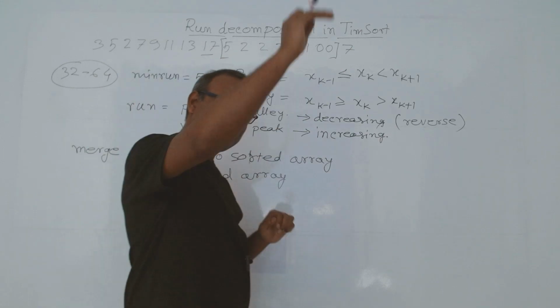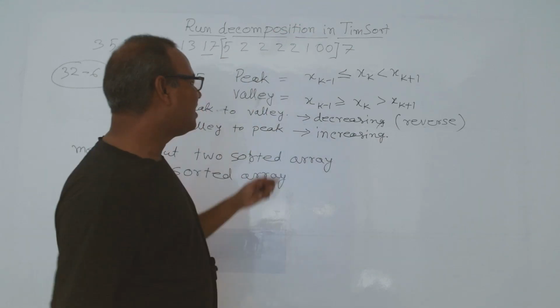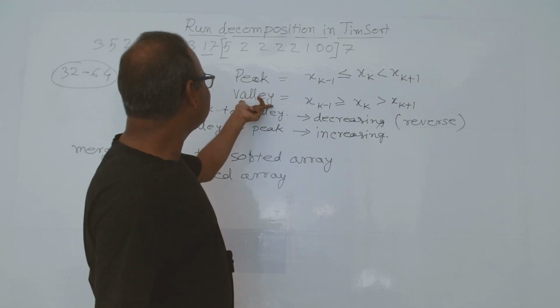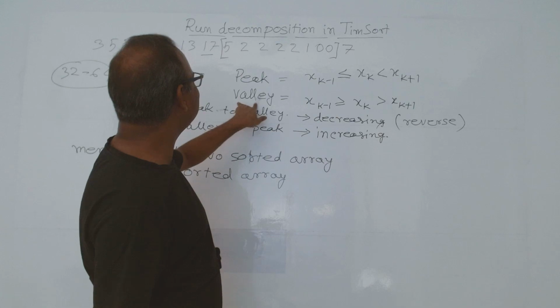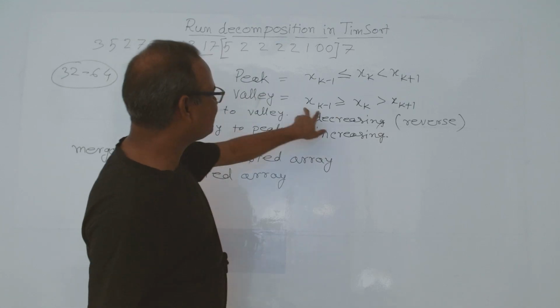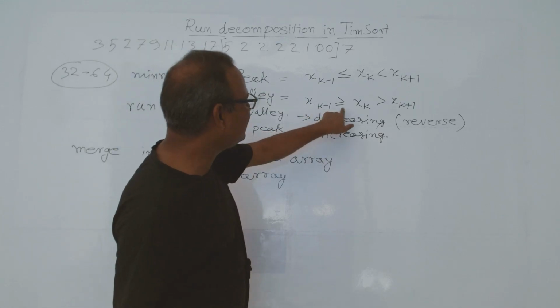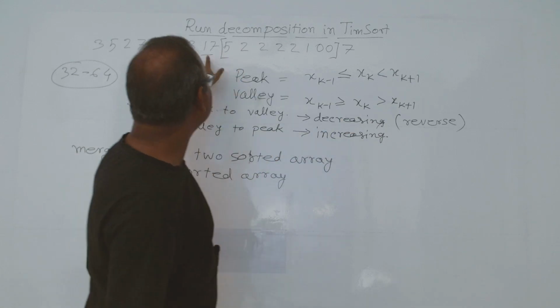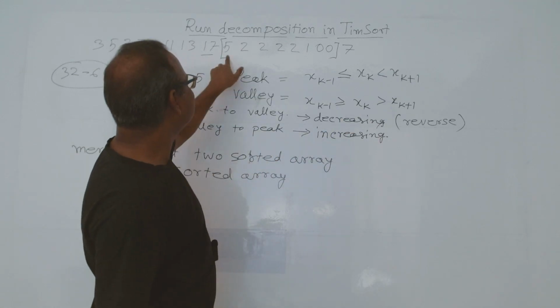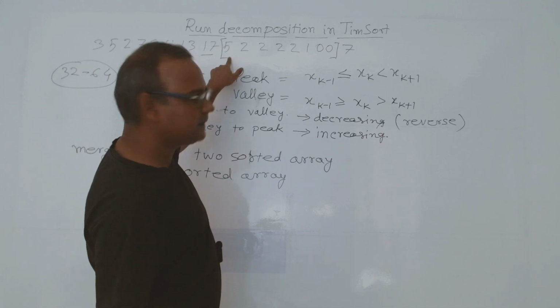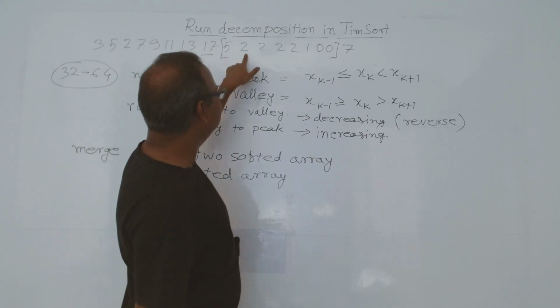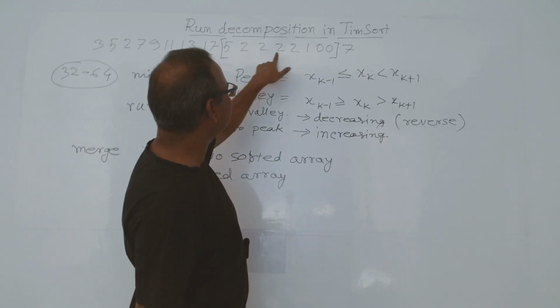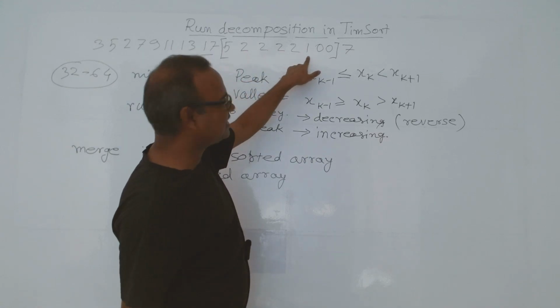Now, how to change the definition of valley also? What will be the definition of valley? As per my definition, xk minus 1 greater than or equal to xk. So 17 is greater than or equal to 5, it is going towards the valley, and then it is also greater than or equal to, greater than or equal to, and so on.